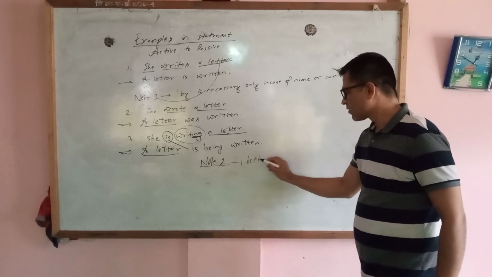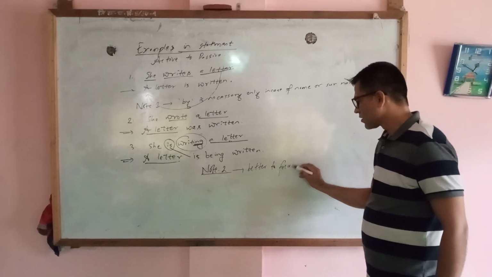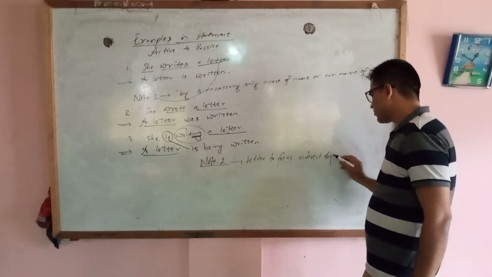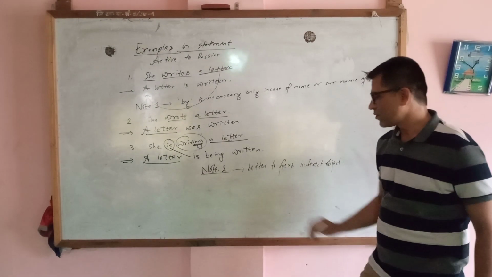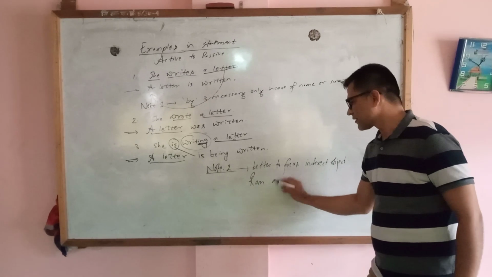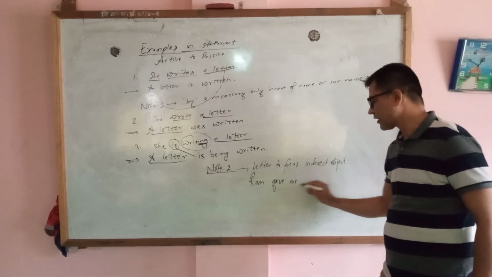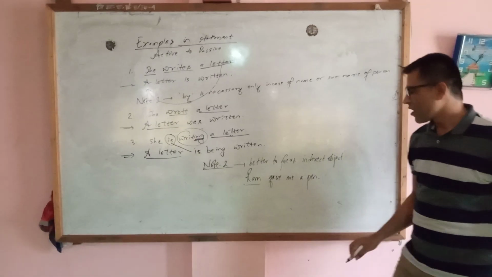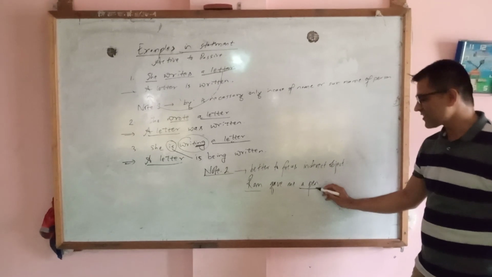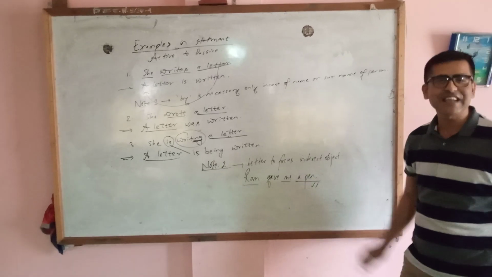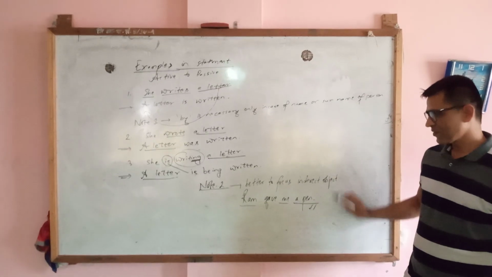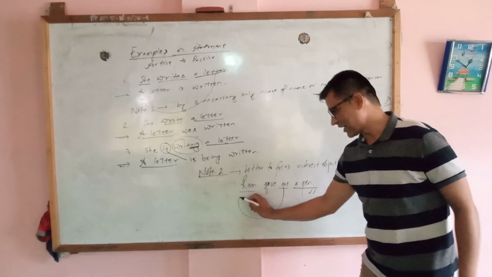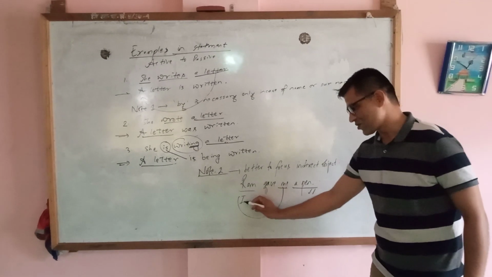It is better to focus on the indirect object. If two objects come together, for example, Ram gave me a pen. Look at that. Who gave? Ram. What gave? A pen. This is the direct object. Me is the indirect object. So, what is better to focus on? The indirect object. Take the indirect object at first. Me is changed into I.